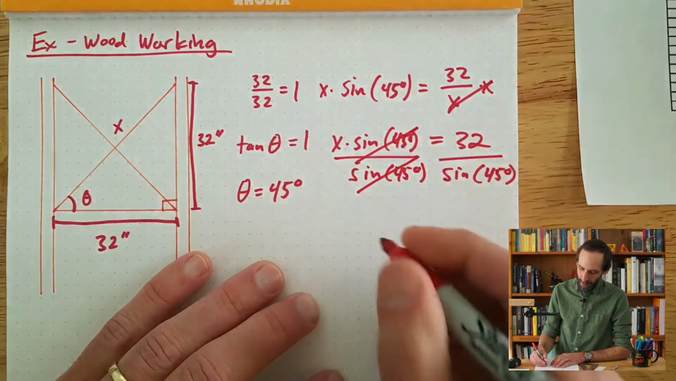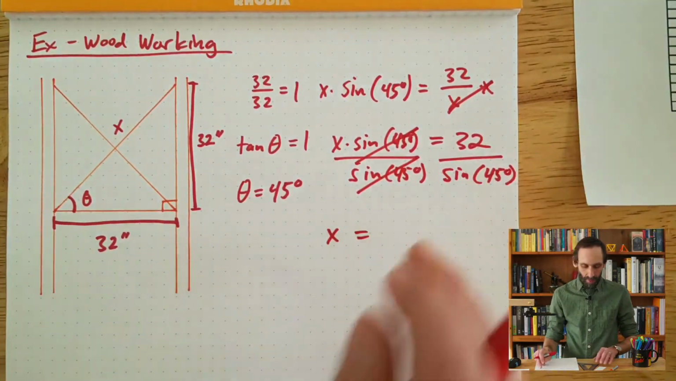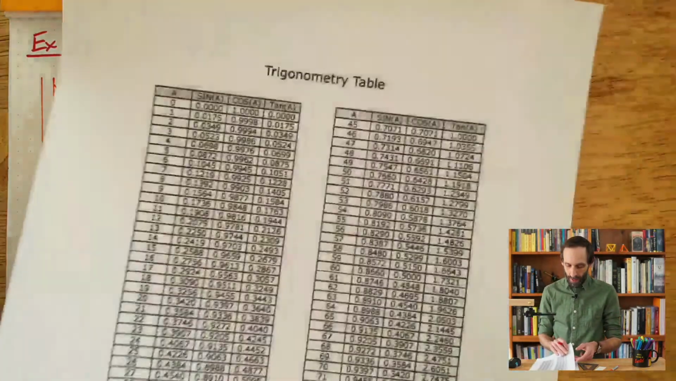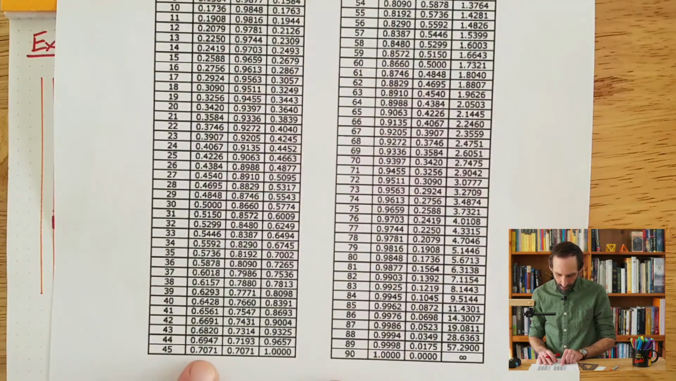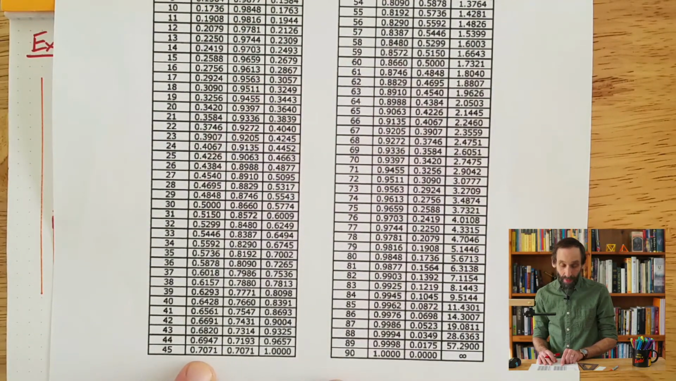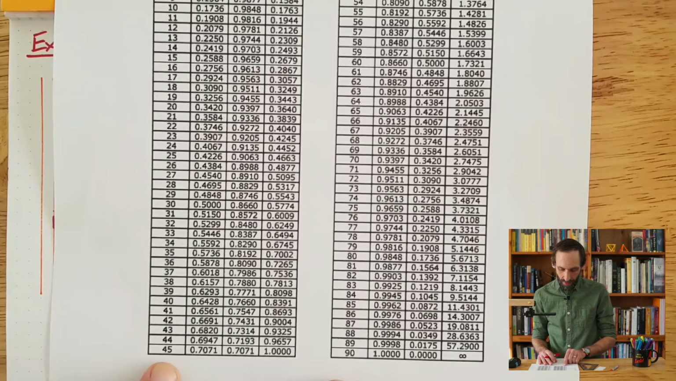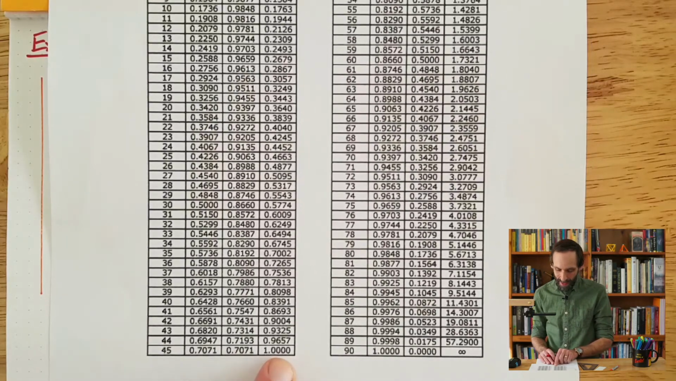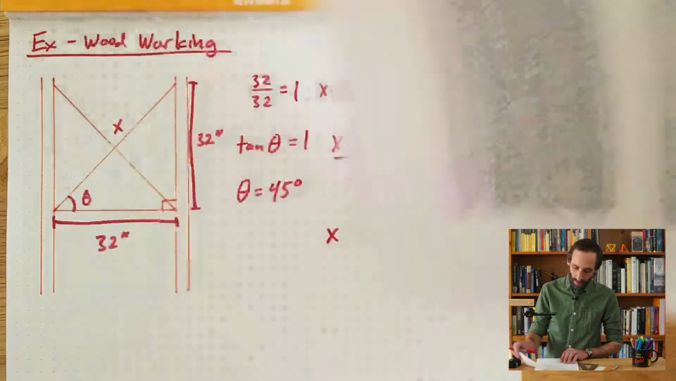Well, these cancel out, and I get that x is equal to 32 divided by the sine of 45. Let's go ahead and look up what the sine of 45 degrees is in my table. Okay, so 0.707 according to this, which incidentally is the same as the cosine of 45 degrees. At a 45-degree angle, the sine and the cosine are equal, and that makes sense, right? Because the tangent is just the sine divided by the cosine. So if they're equal, we're going to get a tangent of 1.